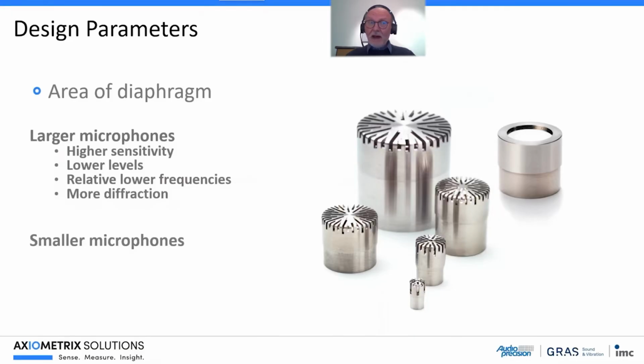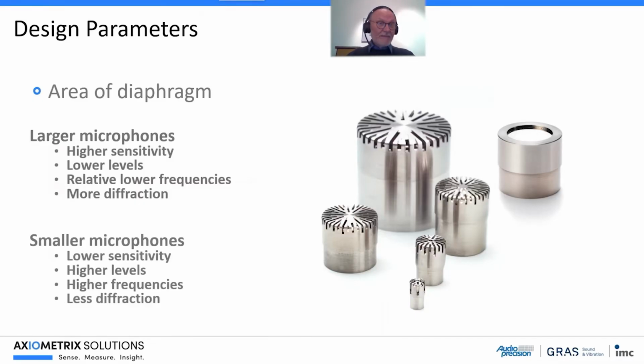The smaller the microphone is, the lower the sensitivity, and the higher levels we will be able to measure. Higher levels, but also higher frequencies. And of course, a smaller microphone will have less diffraction in the sound field, less disturbance of the sound field, because it's much smaller.